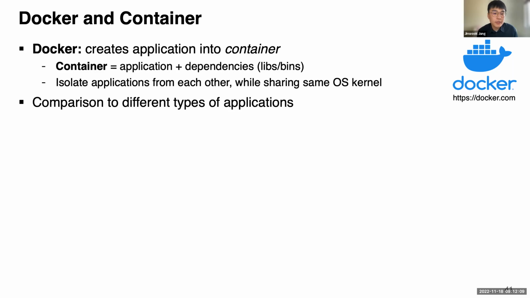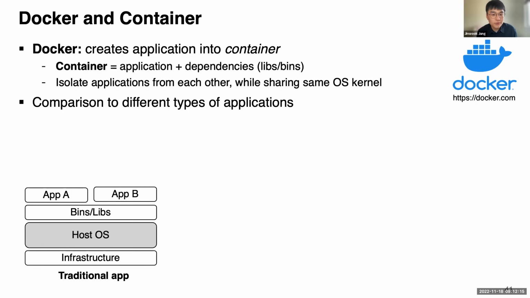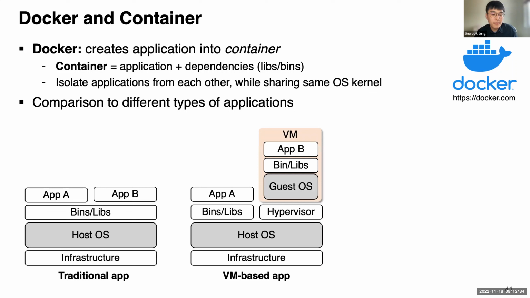And to understand the benefit of containers, let us compare different types of applications. This diagram shows a traditional binary kind of application structure where the applications and their dependencies exist separately. However, in this traditional structure, it is very difficult to run applications having totally different dependencies. And so to cope with this problem in the 2000s, we used virtual machine-based applications.